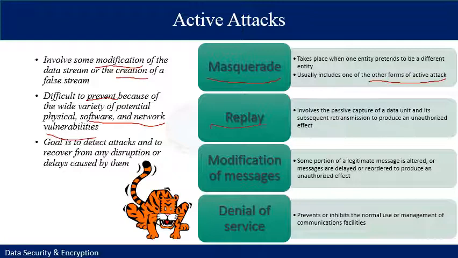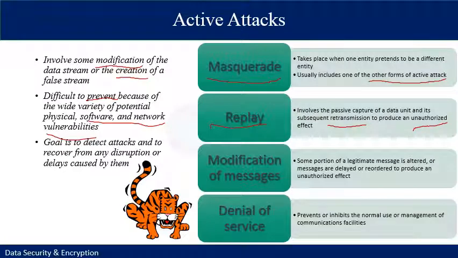Number two is replay. Replay involves the passive capture of a data unit and its subsequent retransmission to produce unauthorized access. Much like the masquerade, you impersonate someone: you capture some information using the passive attack, and you retransmit this data to another entity, and you claim that you are the sender or originator of the information, and claim an unauthorized access, which will allow you to use the system.